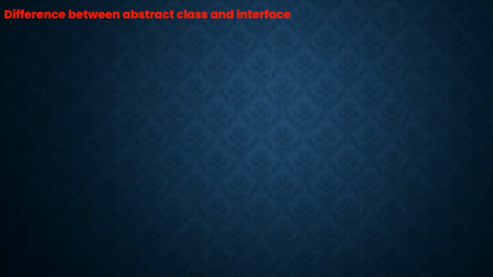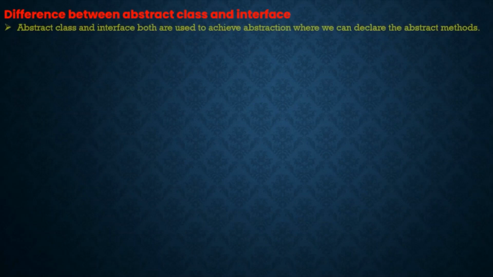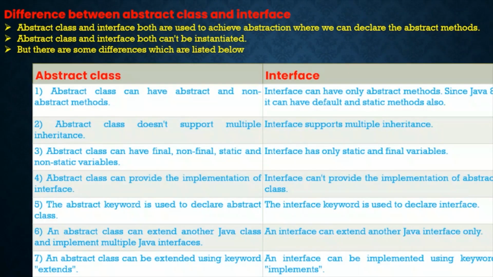To summarize all the things, I have kept this point: what is the difference between abstract class and interface? I have already told you that we can achieve abstraction from these two concepts, and we cannot instantiate either an abstract class or an interface. But still, there are some differences we are going to learn here. The first point is that an abstract class can have abstract and non-abstract methods. I have already explained this. But an interface can have only abstract methods.